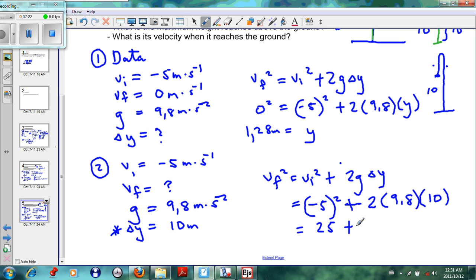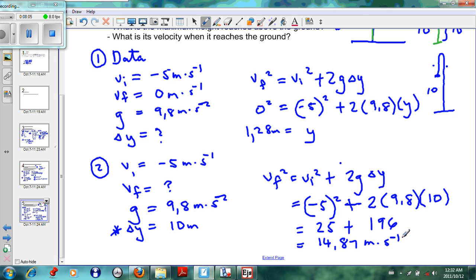plus 2 times 9.8 times 10, which is 196. Let me just check that again. You add the 25, you get 221. You find the square root of that. You see that the velocity is 14,87. The answer we get is 14,87 meters per second. Now what we can do is check this with what we have.